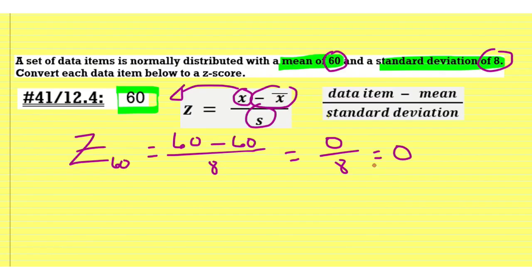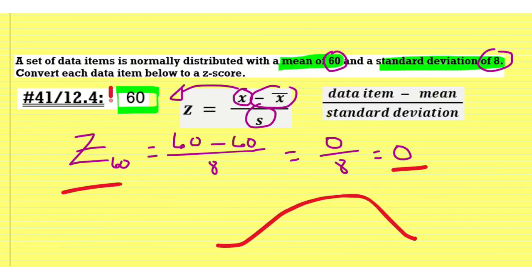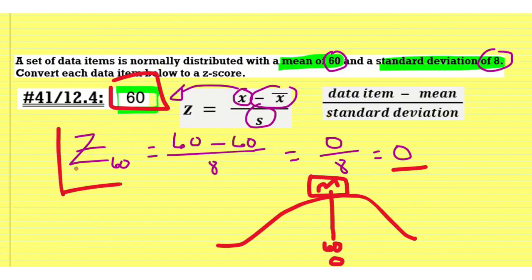What's interesting about this is that if we have a z-score of 0, that means that our data point of 60 is the same as the mean. So if right here in the middle is your mean, it's going to be a score of 60. And the z-score for that 60 will be 0 because it is not above the mean, it is not below the mean, it is exactly equal to the mean. So my z-score for my 60 data point is 0.